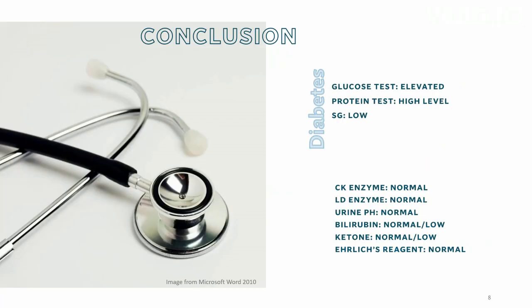In conclusion, the hypothesis of diabetes has shown to be the most likely cause of the patient's symptoms. It is supported by the glucose test being elevated, the protein test being high, and the SG being low. Due to ketone levels being normal, it is reasonable to assume this is a case where it has not reached severe levels, which means that less invasive treatment options are possible.